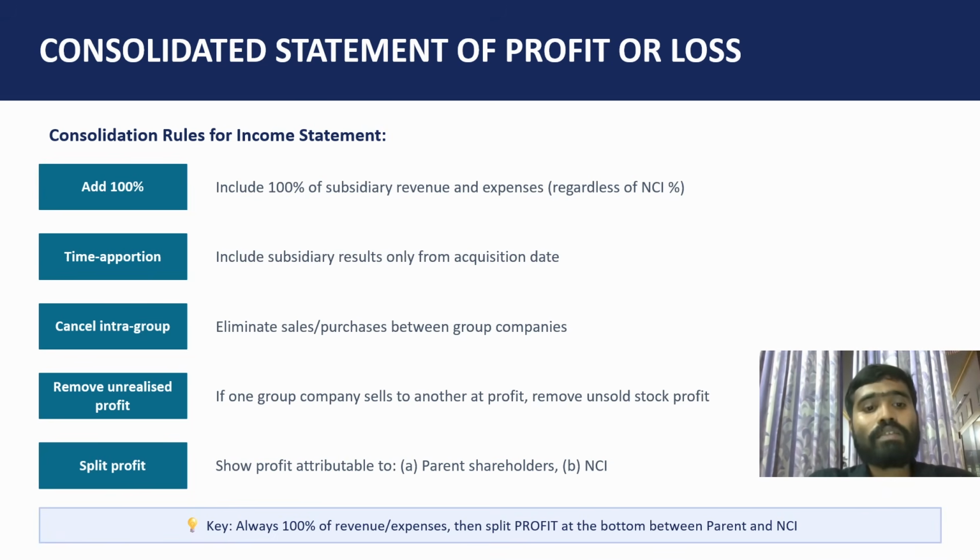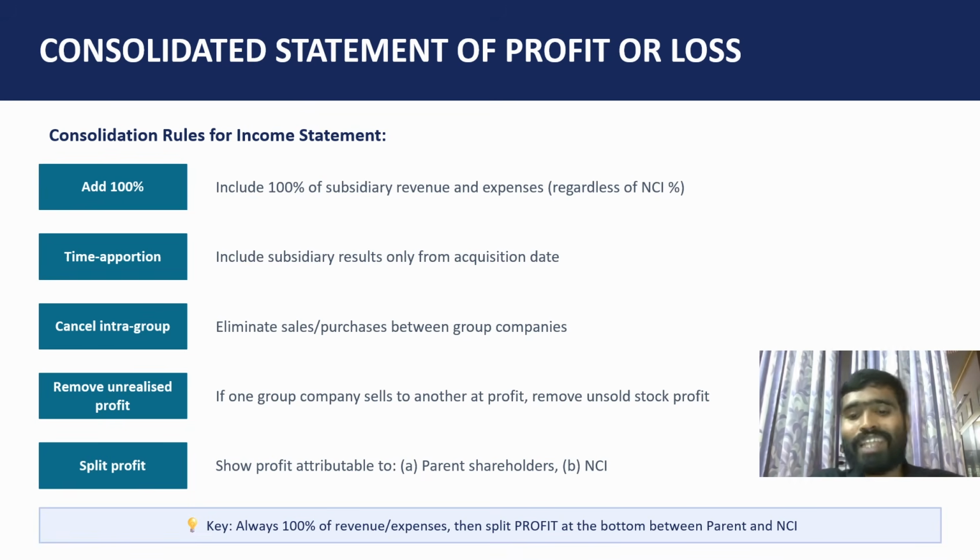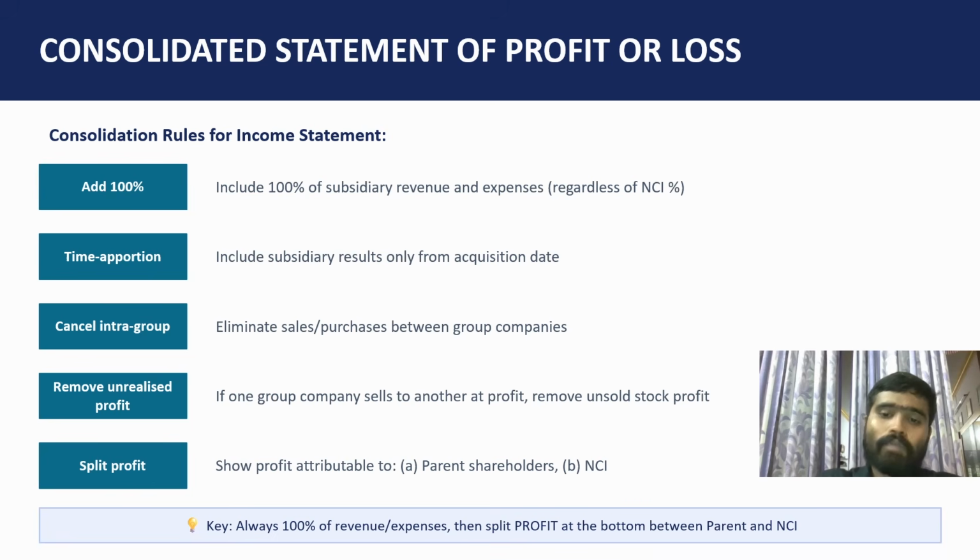Since there are purchase and sales transactions, they might have sold at a profit, because both companies are functioning differently. We are consolidating just because the law says so, or IFRS 10 says so. So if there is any unrealized profit in the stock, that has to be removed. And last, once the profit and loss calculation is done, we will split the profit between parent and NCI.